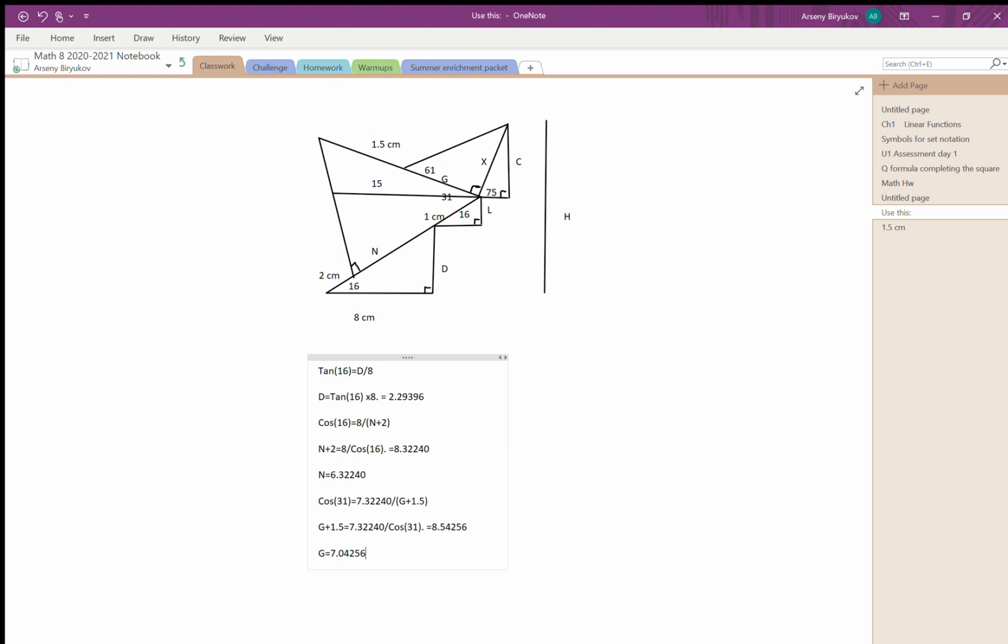Now we are able to begin solving for x. To solve for x, we must use tangent, as we are dealing with the opposite and adjacent sides of the triangle. Thus, our equation will be tangent of 61 is equal to x divided by 7.04256. To find x, we multiply both sides by the denominator, and we get x equals tangent of 61 times 7.04256. This is equal to 12.70511.